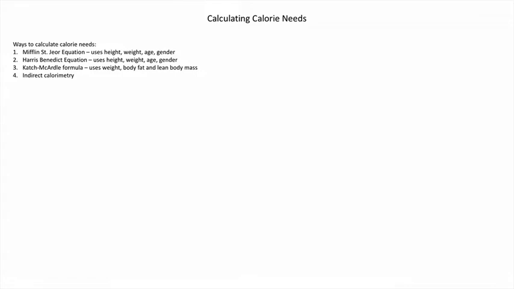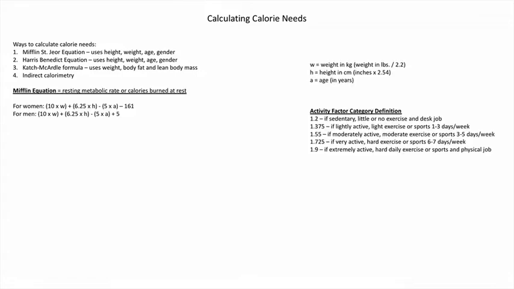So we're going to go through the Mifflin equation. So the Mifflin equation will tell us the resting metabolic rate, so the calories that an individual is burning at rest. And then we take into account an activity factor to come up with a calorie need based on more activities of daily living and what physical activity is.